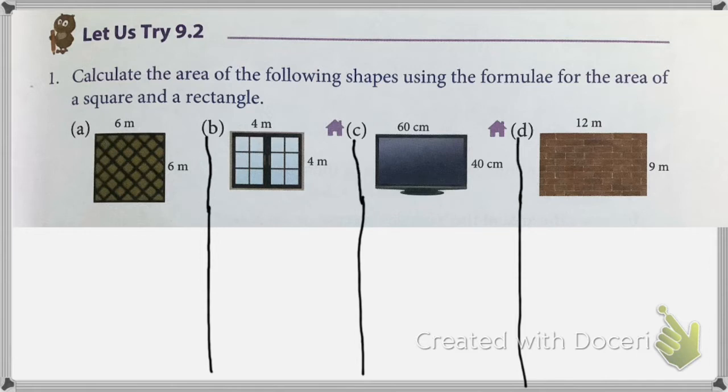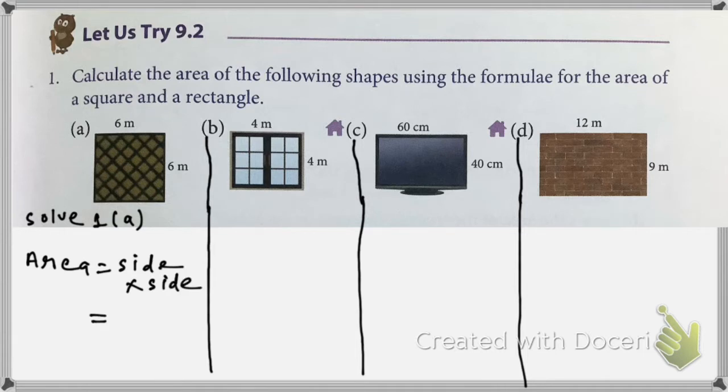Okay, now what will be the area, students? Area here will be side multiplied by side, because here length and breadth are same, so the answer will be 6 multiplied by 6, so the answer will be 36 m square. Now let's solve this question.